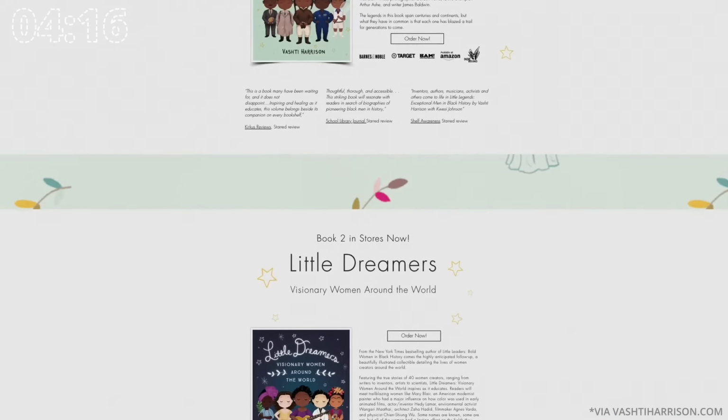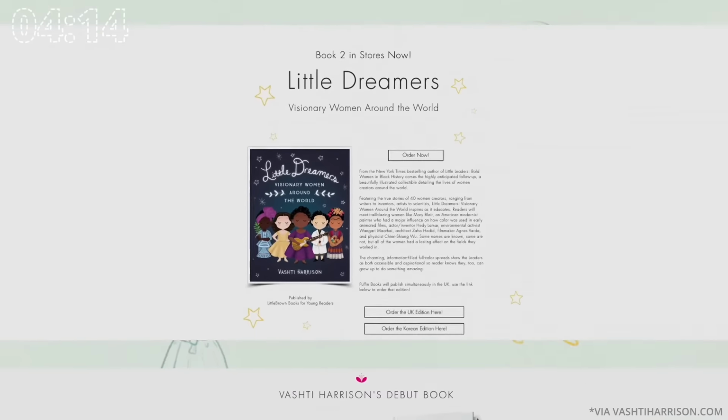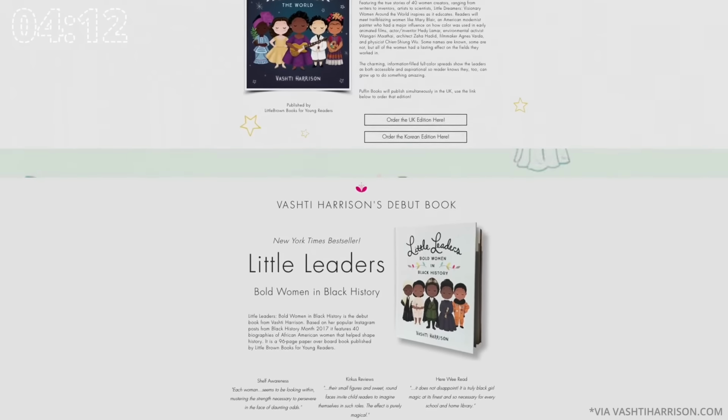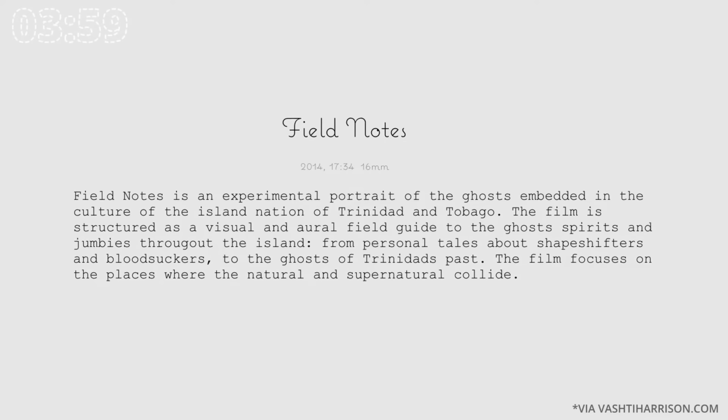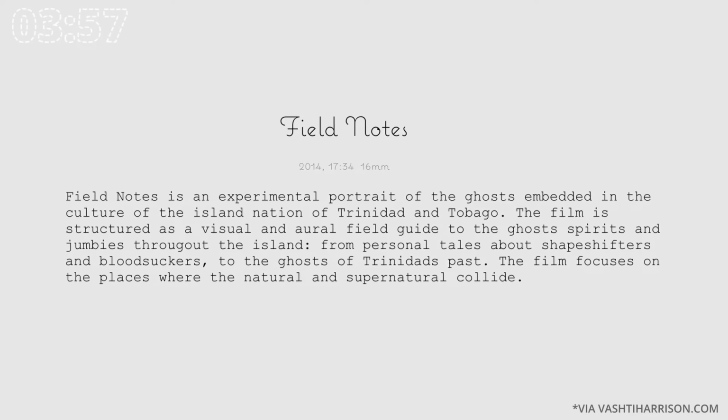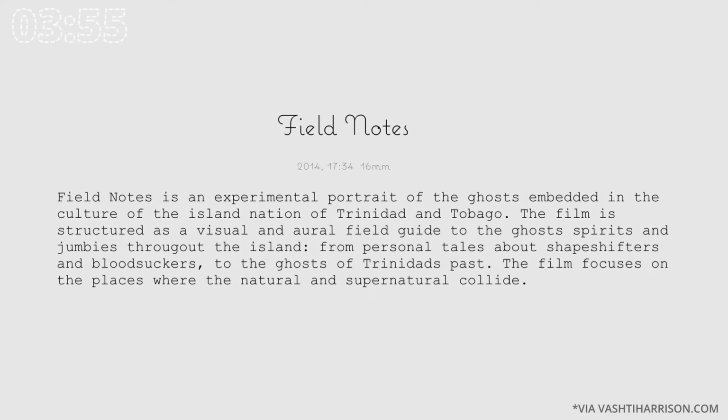In the first Little Leaders book, Vashti writes about prominent historical women, including singer Shirley Bassey, politician Diane Abbott, nurse Mary C. Cole, and the mathematician Katherine Johnson, portrayed in the movie Hidden Figures by Taraji P. Henson. Vashti is also a filmmaker. Some of her notable works include 16, Field Notes, and Forged from the Love of Liberty.